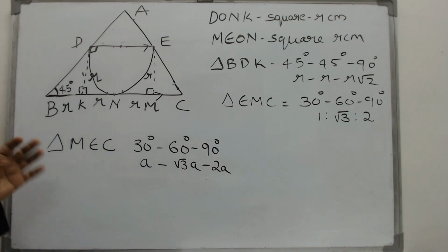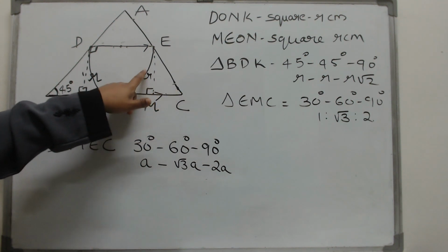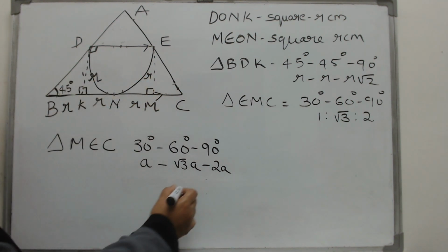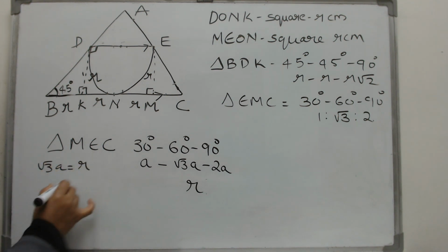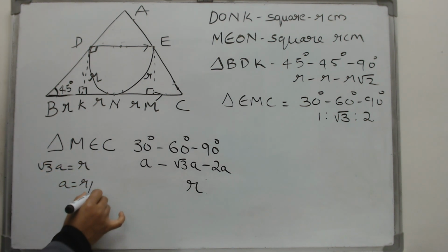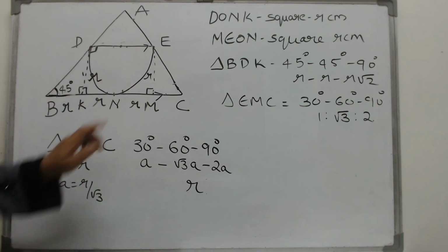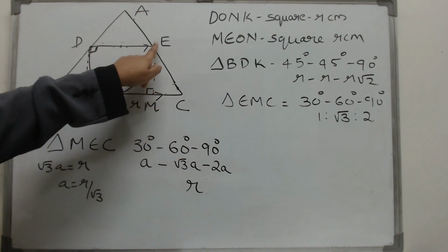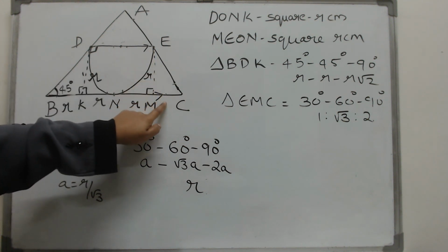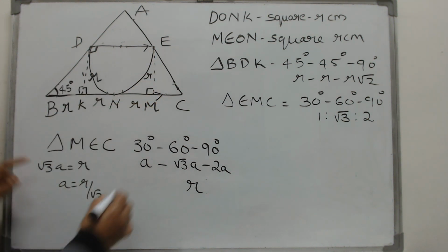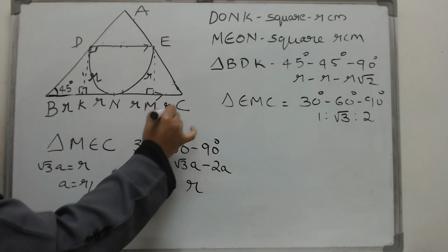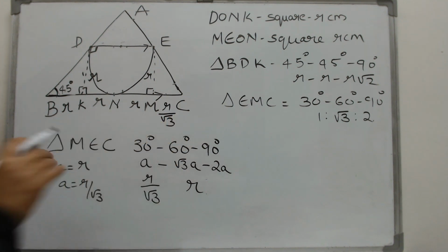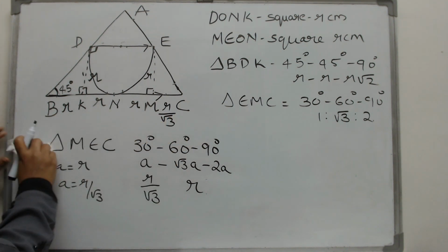Do we know the measurement of any of the sides? We know that opposite to 60 we have an R. Here we have an R. If root 3 A is equal to R, then what is A? It is R by root 3. And what is the side we need? We need the one opposite to the 30 degrees. Here, this is what we need. And we just found that out to be R by root 3. So this last bit is going to be R by root 3.